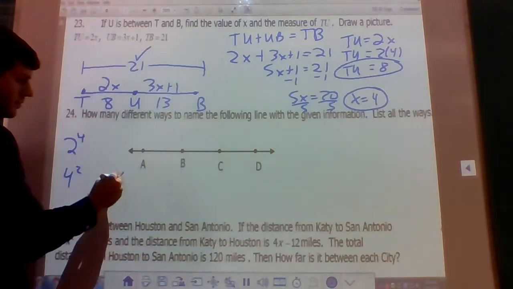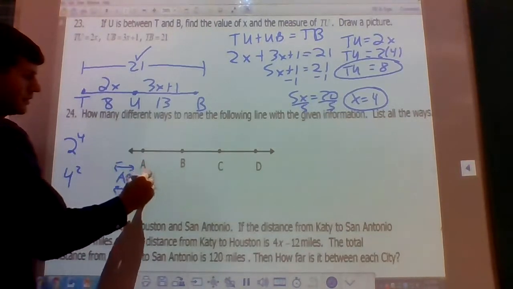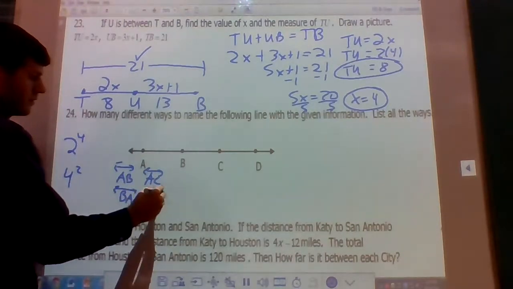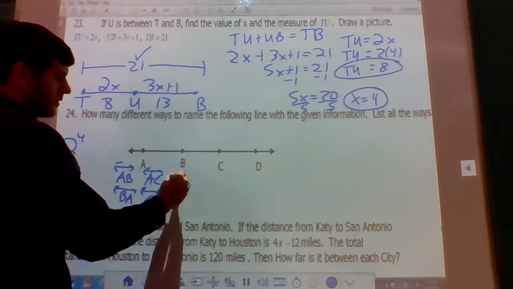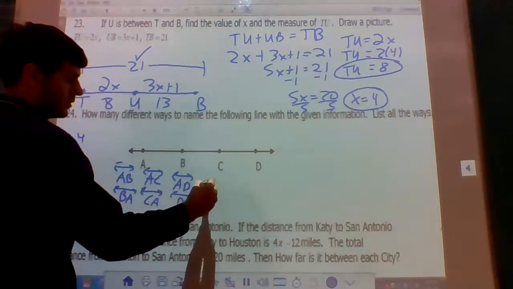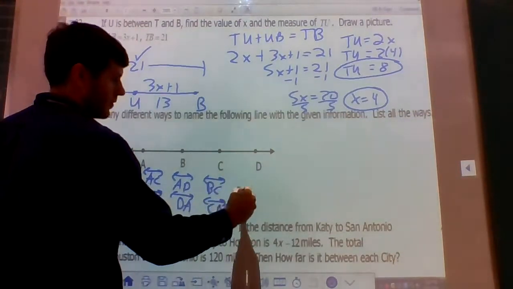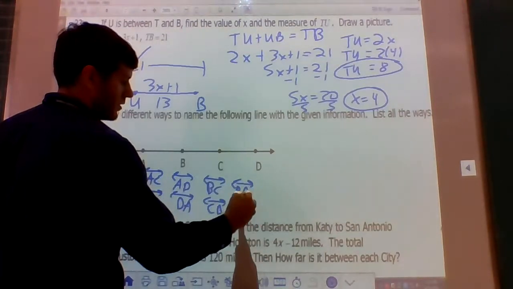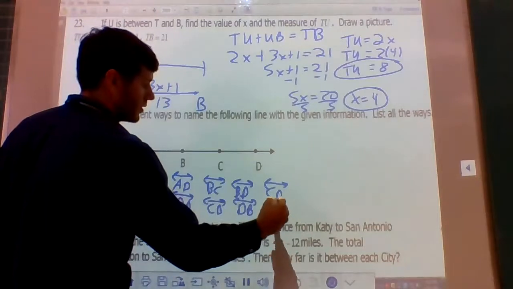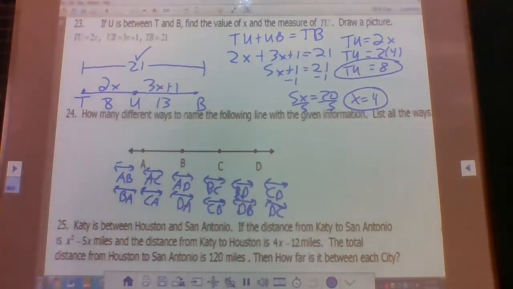We have AB and BA. We have AC and CA. Okay, we have AD and DA. Okay, that's all those. We have BC and CB. We have BD and DB. And then we have CD and DC. 1, 2, 3, 4, 5, 6, 7, 8, 9, 10, 11, 12. Oh, I guess I don't even know what I was thinking. There's 12. 12 ways here, unless we missed one. Right, 12 different ways there.